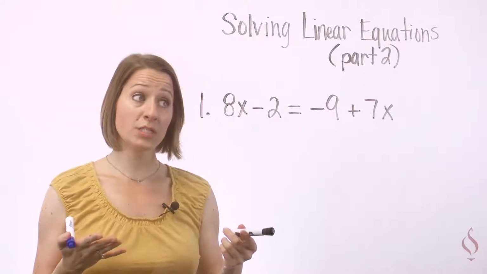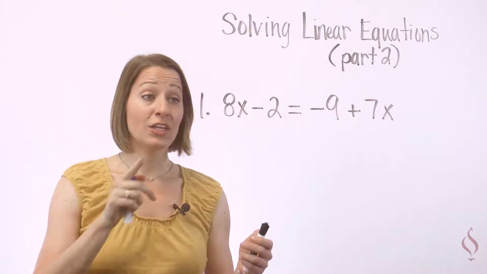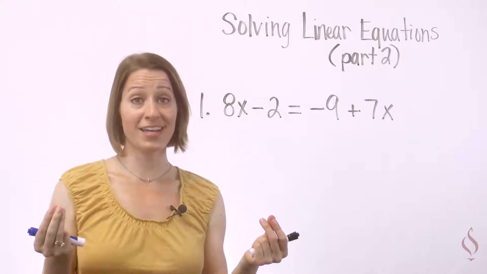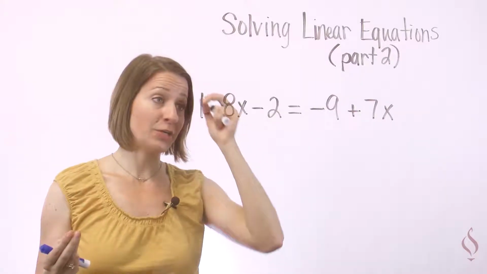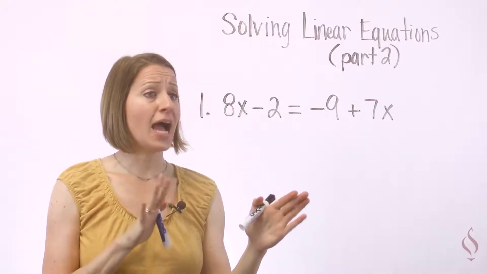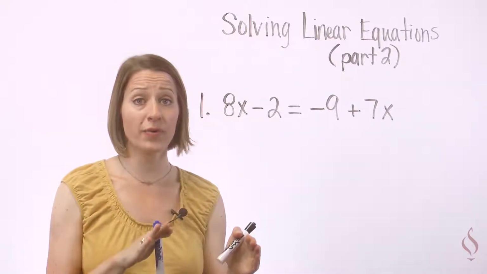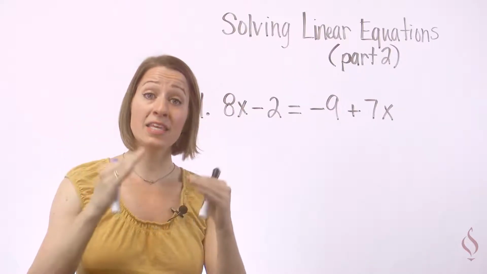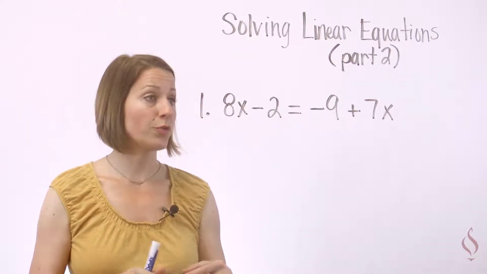So I want you to take a look at this problem. Hopefully the first thing you notice is that you have two variables in this problem, one on either side. Okay, that's something new that we didn't have in the last video. So I want to just show you the process of moving things around so that we get one variable, and then we can solve the equation like we have been before.